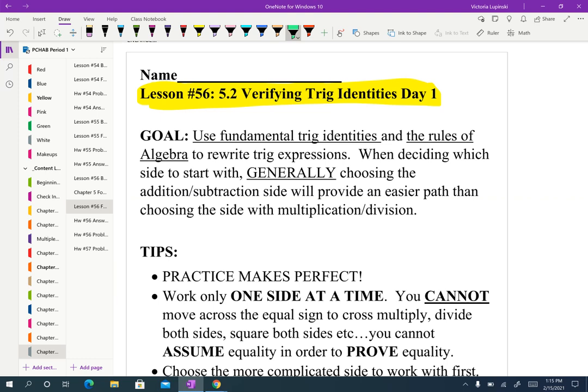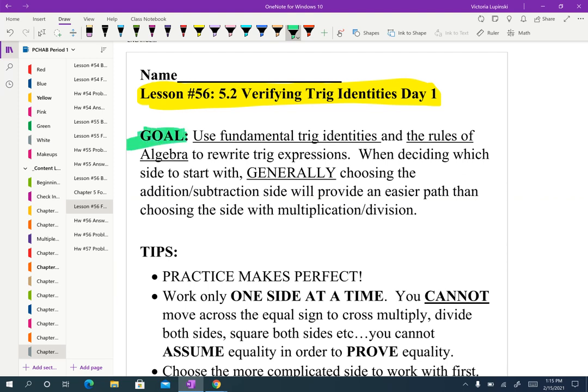Using your formula sheet and using a series of algebraic maneuvers, your goal is to rewrite some trig expression into a different trig expression. The one main difference is that you're actually going to now know what the answer is supposed to be, which should hopefully make it a little bit easier for you to determine the path that you should take to get from one side to the other. So let's keep the goal in mind here.